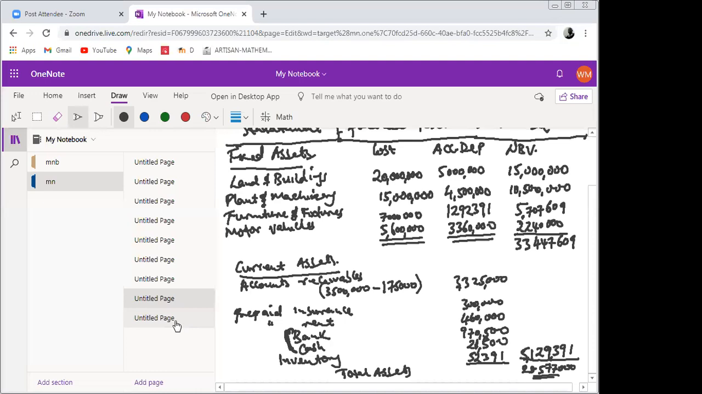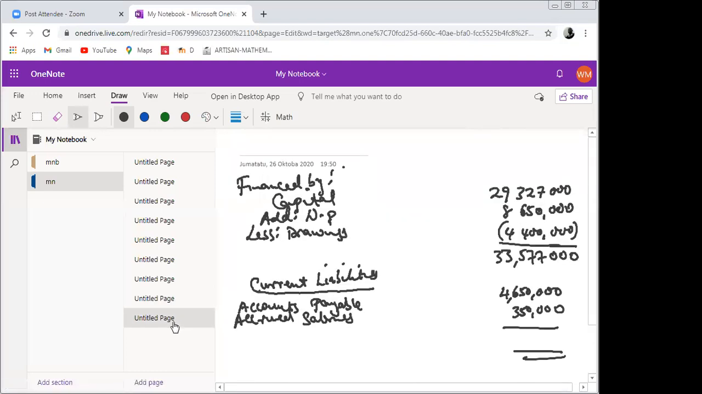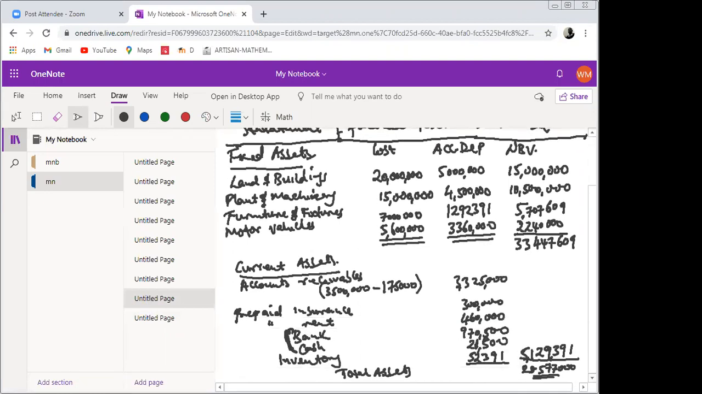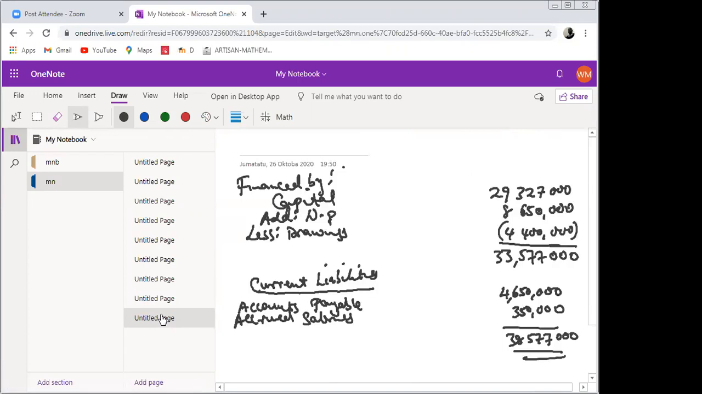Yeah, it's balancing. It comes to 38,577,000. So that is how it's supposed to balance. If the question is well prepared and you don't make any mistake, it's supposed to balance. So this was 38. I had indicated it as 28. It's supposed to be 38. That is actually how it is supposed to be done, and you get your 10 marks.